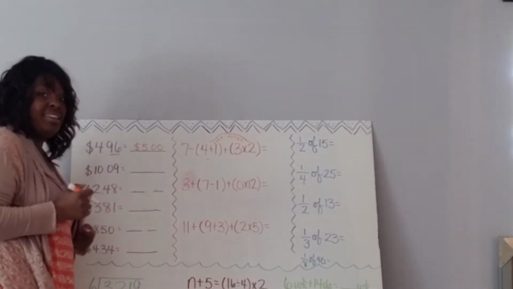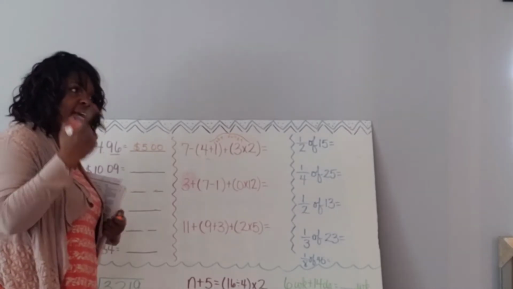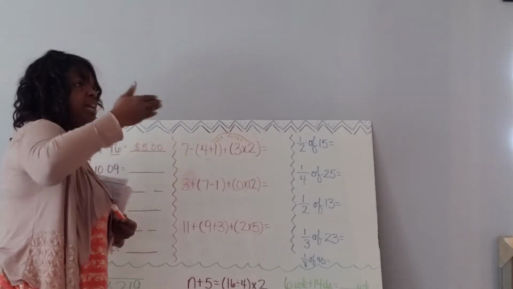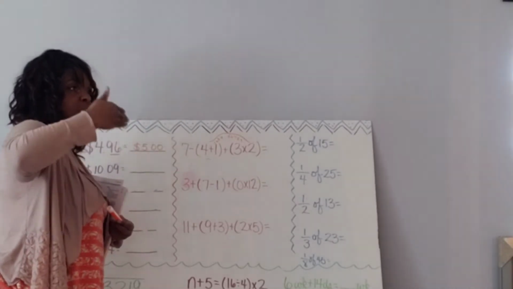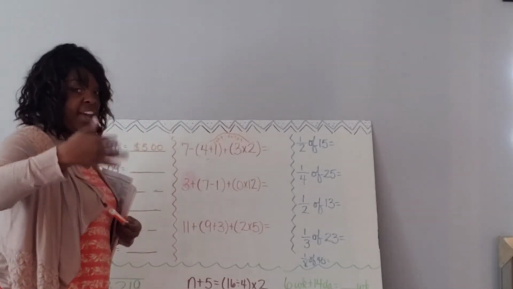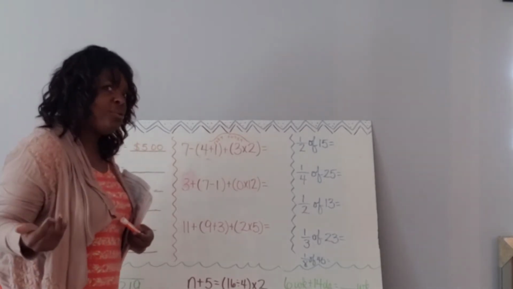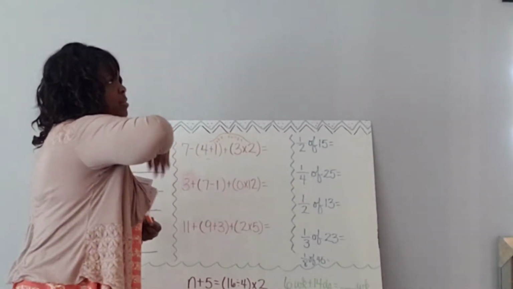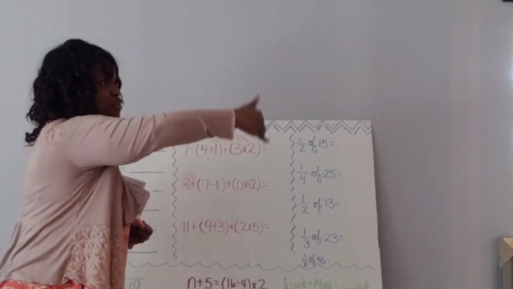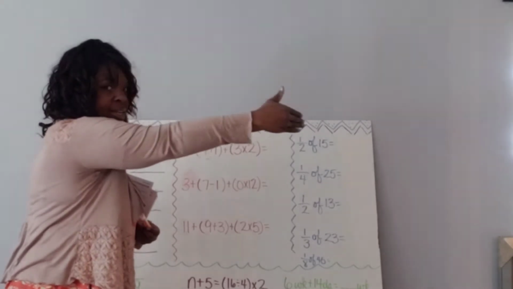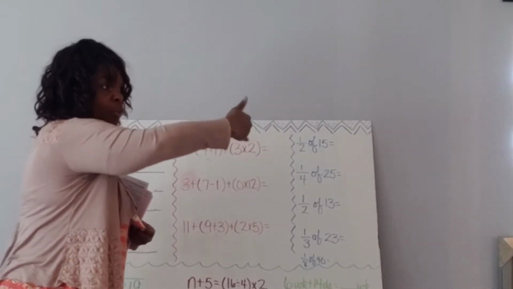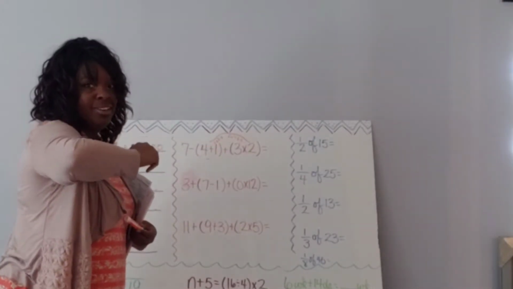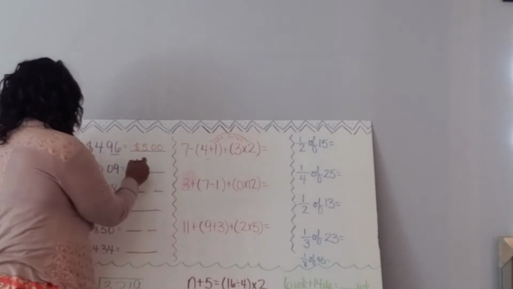So let's look at $10.09. Is $10.09 closer to $10 or to $11? $10.01, $10.02, $10.03, $10.04, $10.05, $10.06, $10.07, $10.08, $10.09. Is that closer to 10 or closer to 11? If I had to go all the way 10, 20, 30, 40, 50, 60, 70, 80, 90, $11, it's going to be obviously closer to $10.